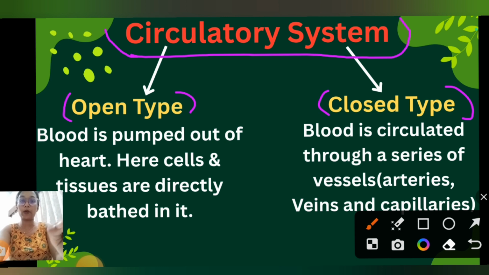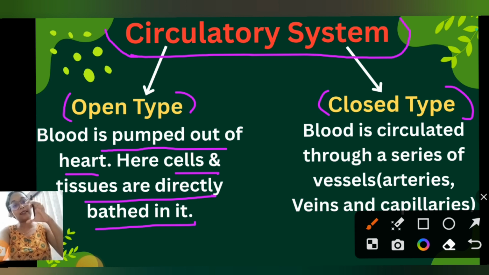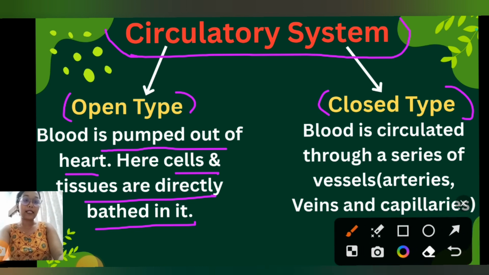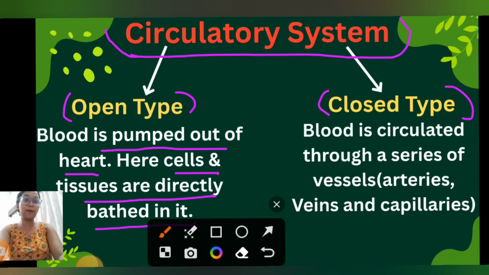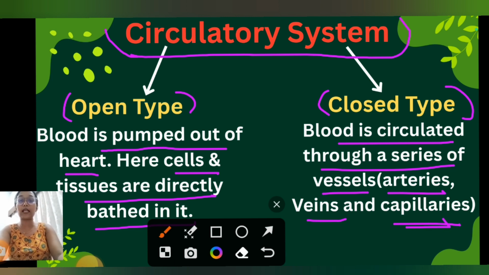In case of the open one, the blood is pumped out of the heart. Here cells and tissues are directly bathed in it, meaning the cells and tissues float in the blood itself. But in case of the closed circulatory system, blood is circulated through a series of vessels like arteries, veins and capillaries. Now can you tell me what type of circulatory system do we have?